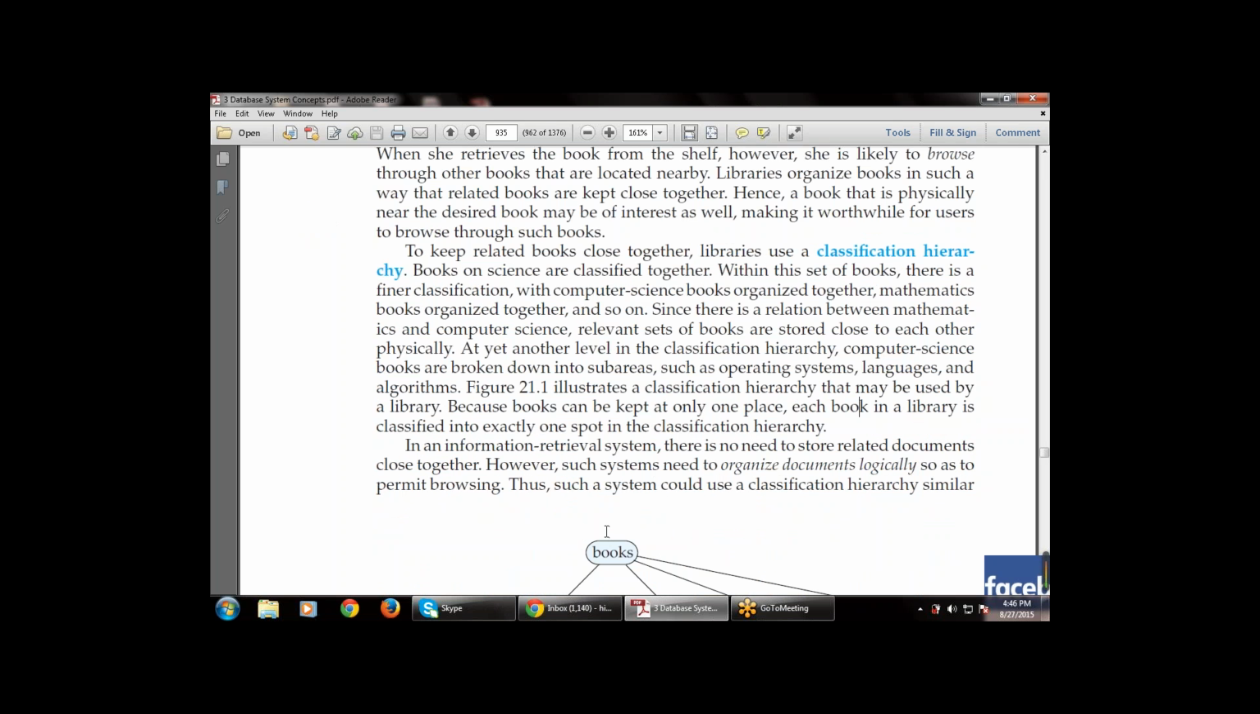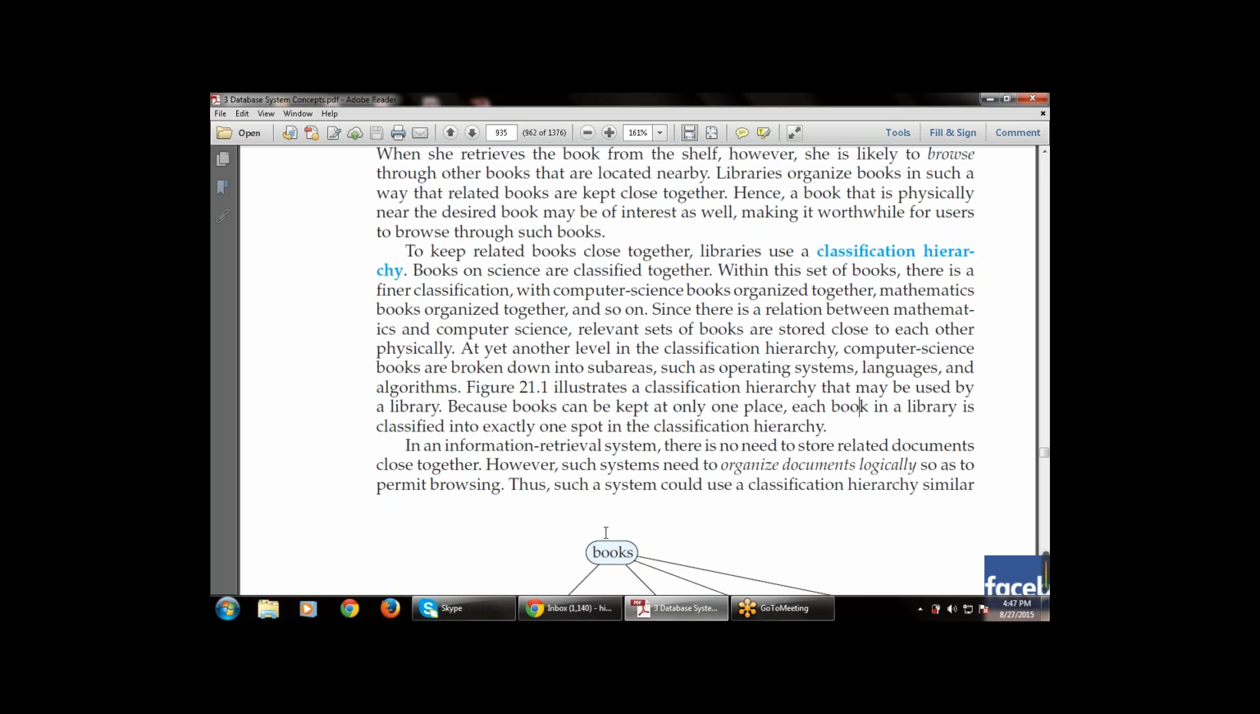In an information retrieval system, there is no need to store related documents close together. So in an information retrieval system, there is no need to store the related documents close together. It is not mandatory, when retrieving information in the easiest way, to store related documents close together. No, that is not the main requirement.